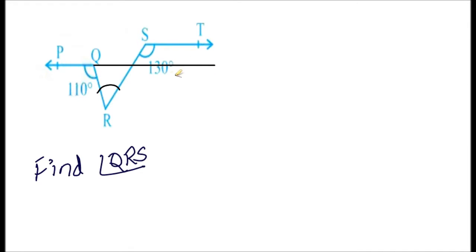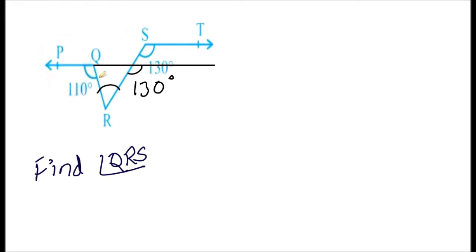So these two are parallel lines. PQ is parallel to ST. Now you can see this angle is 130 degrees. That means this angle is also 130 degrees. You need to find this angle.